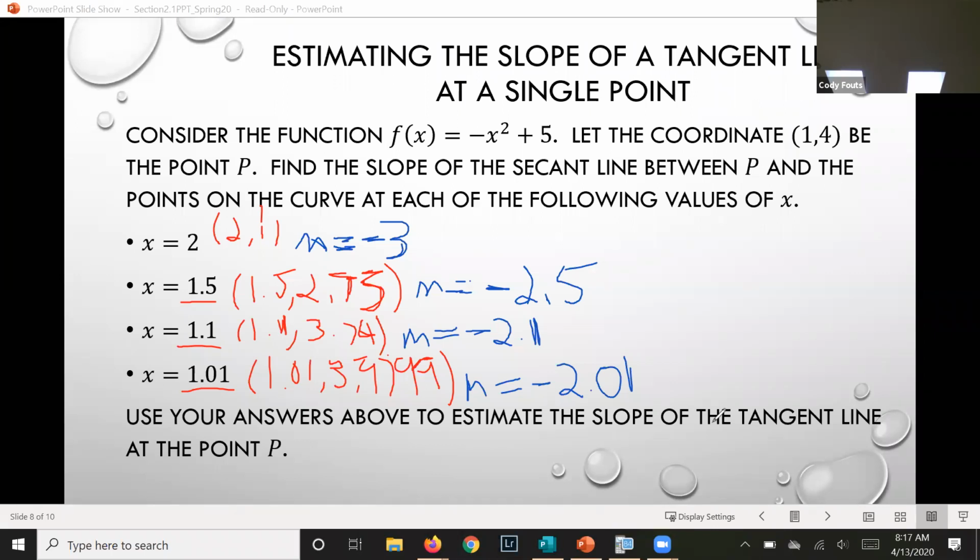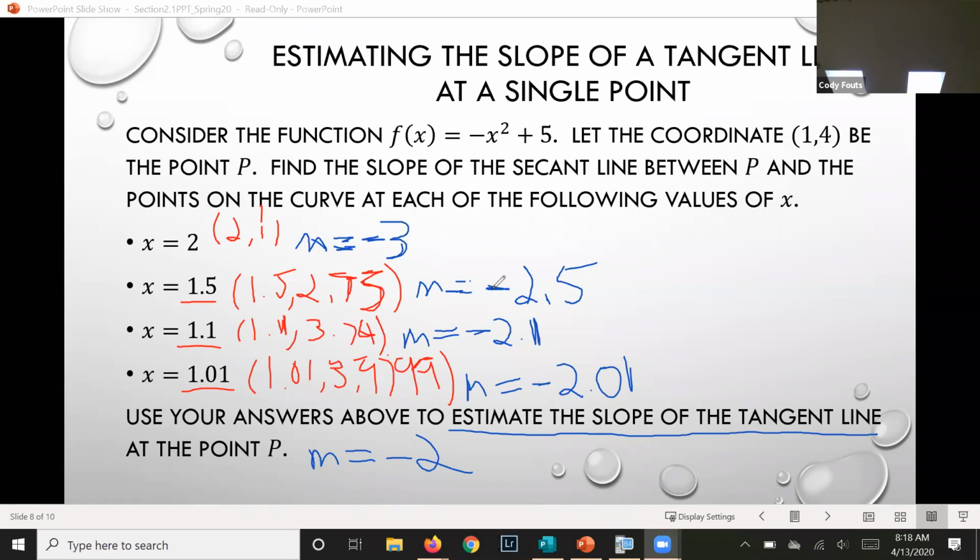So for the last part of the question here, we're asked to estimate the slope of the tangent line. Based on what we see here, it looks like those values are getting closer and closer to negative 2. So we would estimate that the slope of the tangent line here is negative 2. All right, now one more thing I want to show you guys here is you notice that in order to do this, you had to evaluate the function several different times at different values.